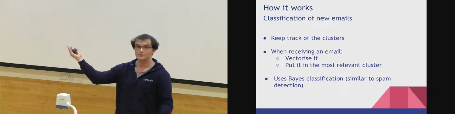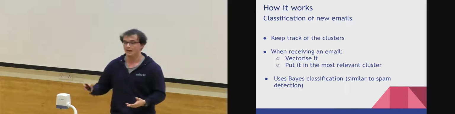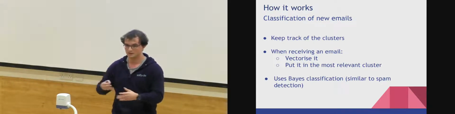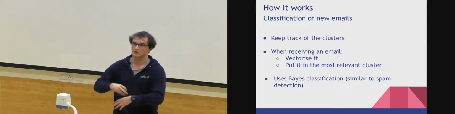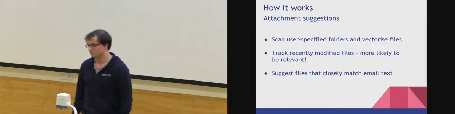Right, if you then get a new email in, we vectorize that as before with our old emails, and then use Bayes classification to put that into the cluster it's most similar to. We also obviously offer the client the option to just recluster the entire thing, which is to take into account the new and the old emails.